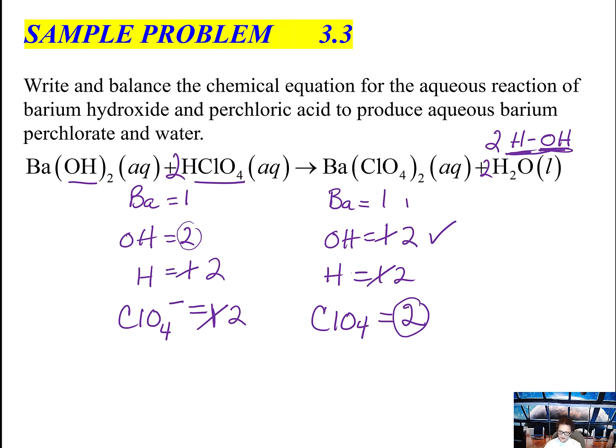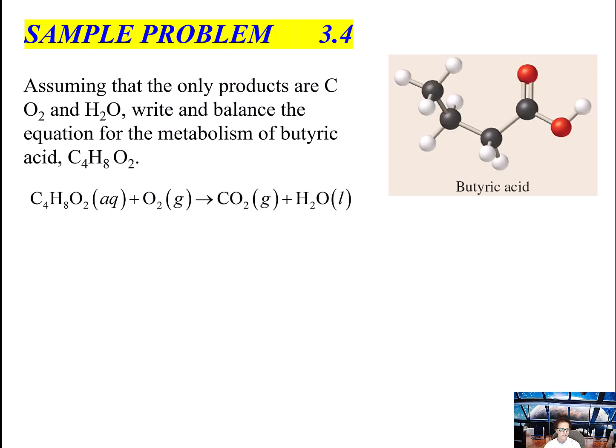And so now I've got 1 barium on both sides. I've got 2 hydroxides on both sides. I've got 2 hydrogens on both sides. And I have 2 chlorates on both sides. So I'm balanced and I am done. So it takes practice, but it's really not as hard as some people sometimes think.